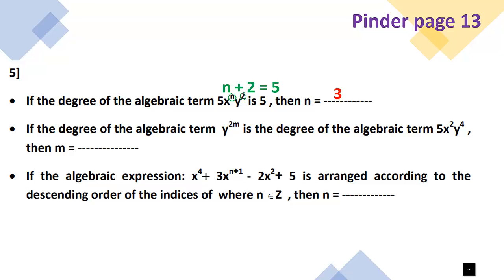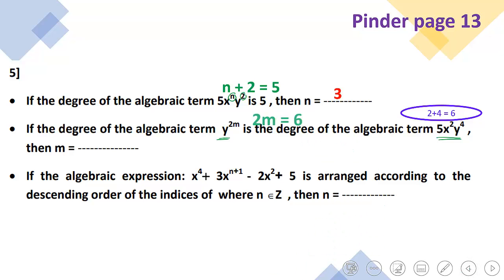Number 2, if the degree of the algebraic term y to the power of 2m is the degree of the algebraic term 5x squared y to the power of 4. So first of all, I know that the two terms have the same degree. So let's now go and calculate the degree for the algebraic term 5x to the power of 2 y to the power of 4. It's 2 plus 4, so the degree is of the sixth degree. I know that both of them are equal, so 2m should also equal the 6th degree. 2m means 2 times m. So m is equal to 6 divided by 2, which is equal to 3.